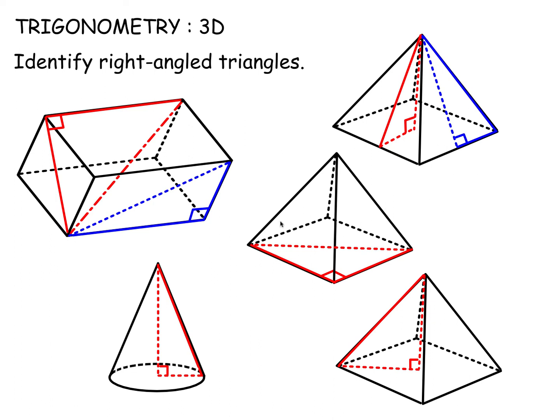Also in the square-based pyramid, you have a face diagonal here in the base, and two sides, making a right-angled triangle, or here, a sloping edge, a height, and half a face diagonal. And in the cone, this is the sloping height, the solid line, the height, the dotted line, and a radius, the dotted line here on the circle. So these are all examples of right-angled triangles in three-dimensional shapes.